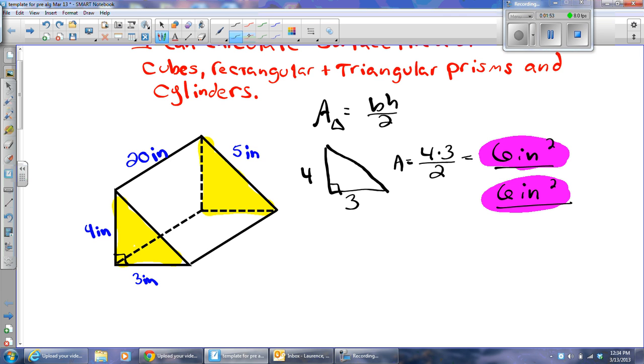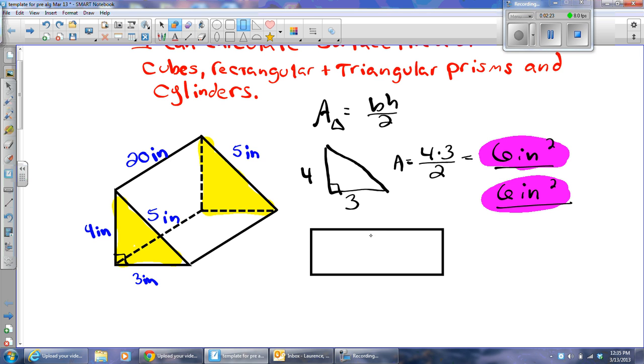Now there are 3 rectangles. Remember, it depends on what type of triangle we have whether our rectangles are congruent or not. In this case, we have a right triangle for the base, but it's also a scalene triangle, because all 3 sides are different measurements. That means I'm going to have 3 different rectangles. If you can't see them, I'll draw them out. This will be the back rectangle, which will be 4 inches by 20 inches.